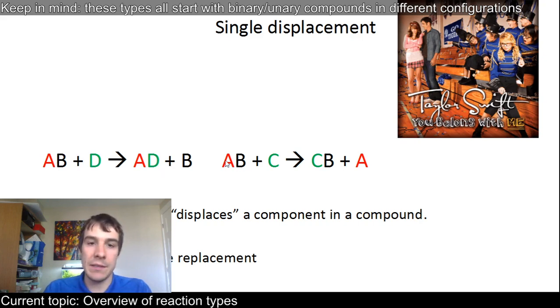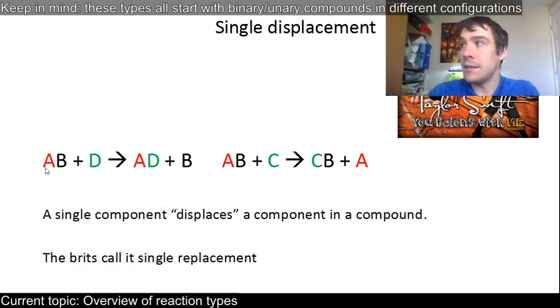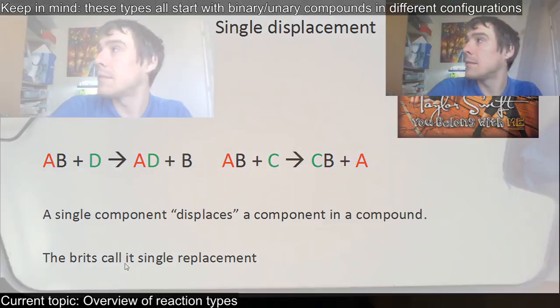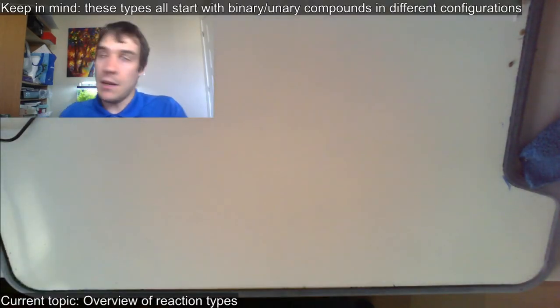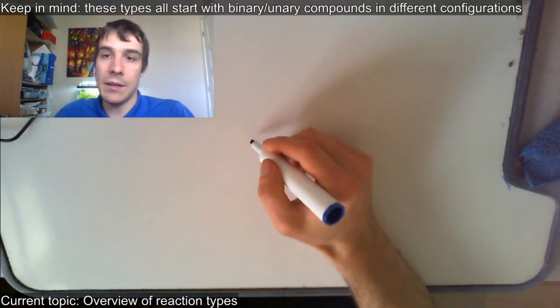Or you can have the positive, right? A is positive and B is negative. C is a positive, it'll replace A. So a positive will replace a positive, or a negative will replace a negative. And that's a single displacement. In British, it's sometimes called single replacement. You'll see it as single replacement sometimes. There's a lot of examples of this.